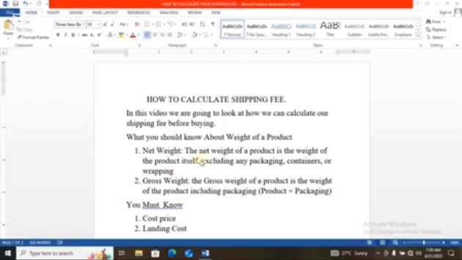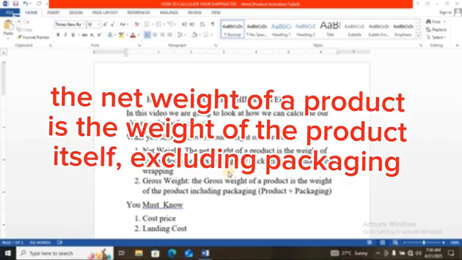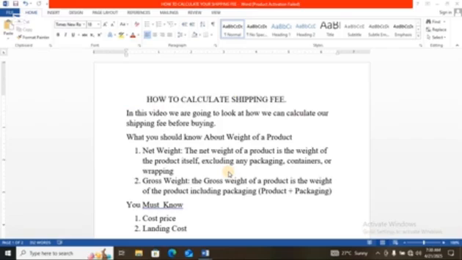Net weight of a product is the weight of the product itself, excluding any packaging, containers, or wrapping. That simply means if peradventure you are buying a phone and the supplier tells you that the net weight of this phone is 0.4 kg, it simply means the phone itself, without the accessories, the carton, the charger, every other thing that comes along with the phone. He's only telling you the weight of the phone alone.